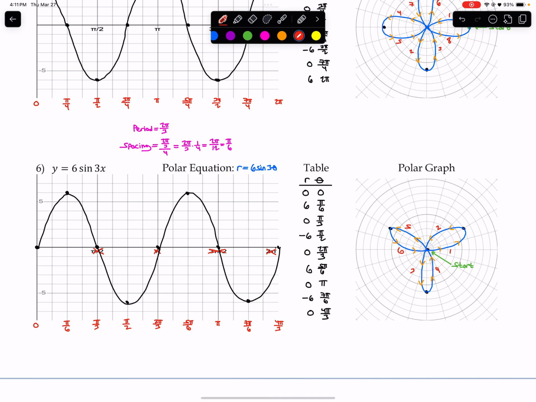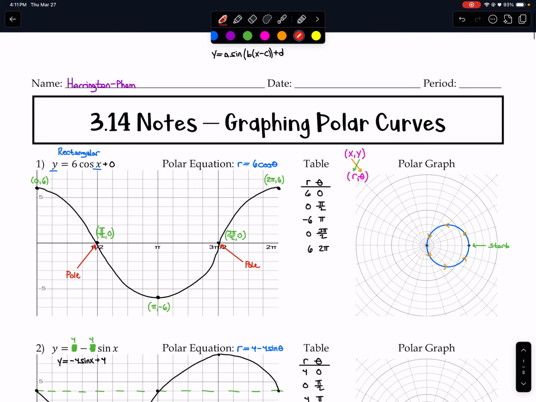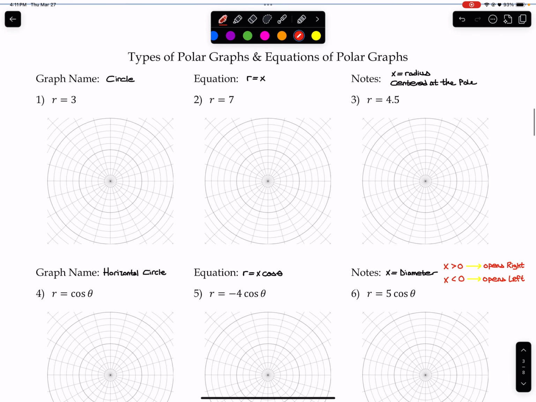So that is going to be graphing from rectangular to polar. So I'm going to make this video 2 parts. This is just going to be part 1. Part 2 is going to include the rest of this.